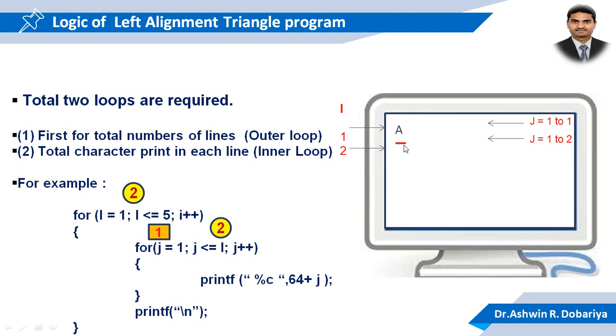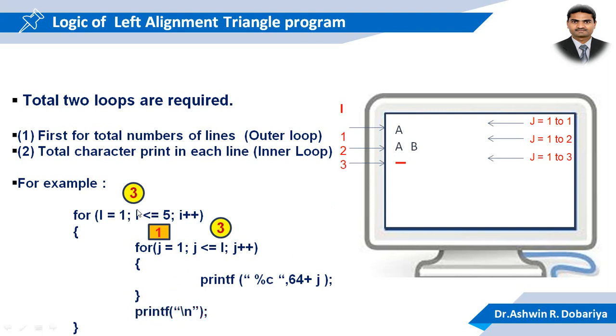It means now we are moving to the second line. Now again the inner loop will start from 1, so j becomes 1 and i becomes 2. Then this loop will execute 2 times. So now 64 plus 1 means 65, so it will print capital A. Now again j is incremented by 1, so j becomes 2. Now 64 plus 2 means 66, so it will print B. Then again j is incremented to 3. Now this condition becomes false. Then the cursor moves to the next line.